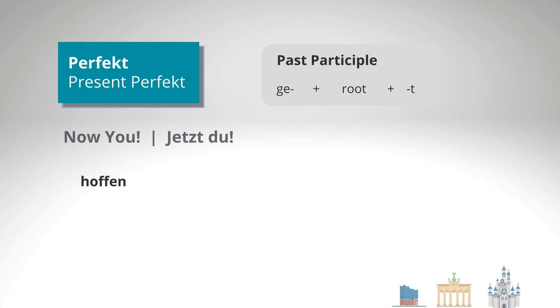This time we take the verb hoffen, to hope. Hoffen. How do you form the past participle here? The correct answer would be gehofft. Gehofft. Hoff is the root of hoffen. And then again you add ge at the front and t at the back. Gehofft. So far, so easy, but German wouldn't be German if there wouldn't be any exceptions.